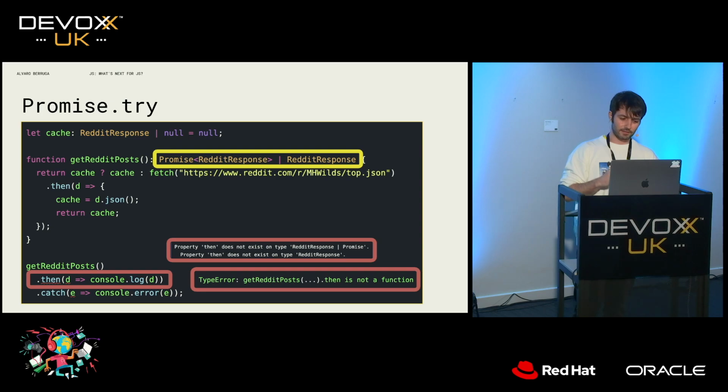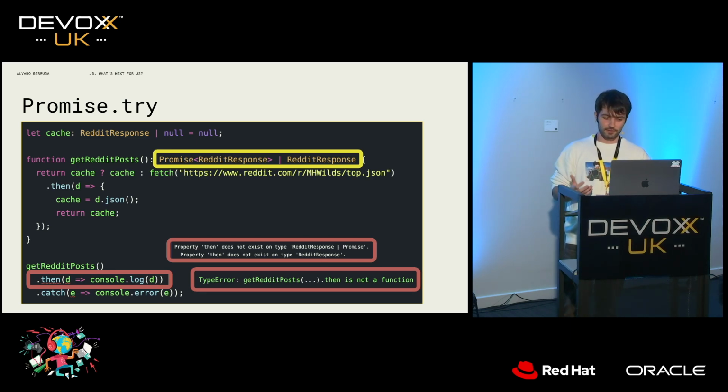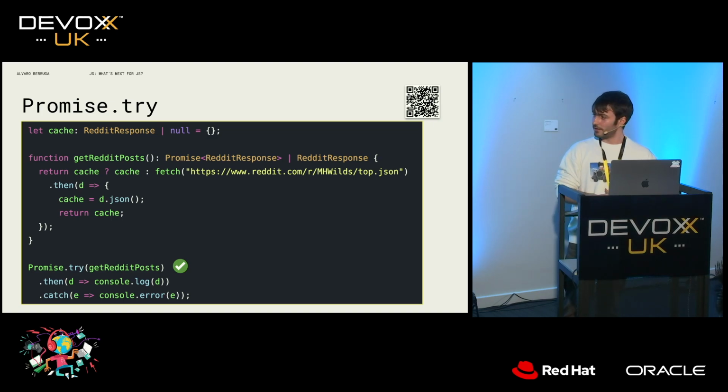There are ways to solve this in getRedditPosts, but the person who made this proposal was like, okay, as the consumer of getRedditPosts, I don't care whether I'm getting them asynchronously or synchronously. I will cover both cases, but if it comes synchronously, I still want to be able to do .then, .catch, and I don't want to have to deal with that in my implementation consuming getRedditPosts. And this is where Promise.try comes to save the day.